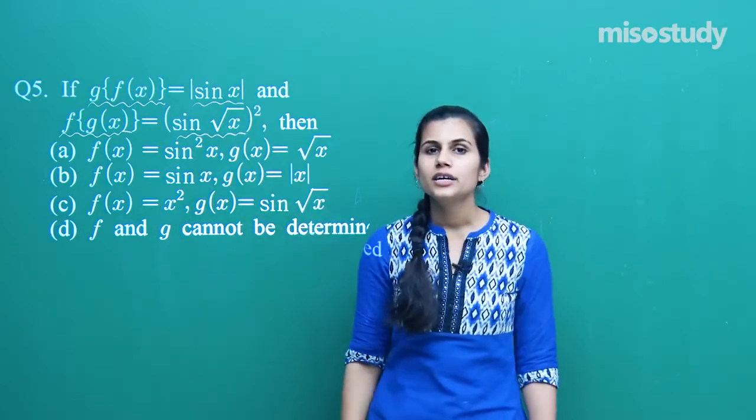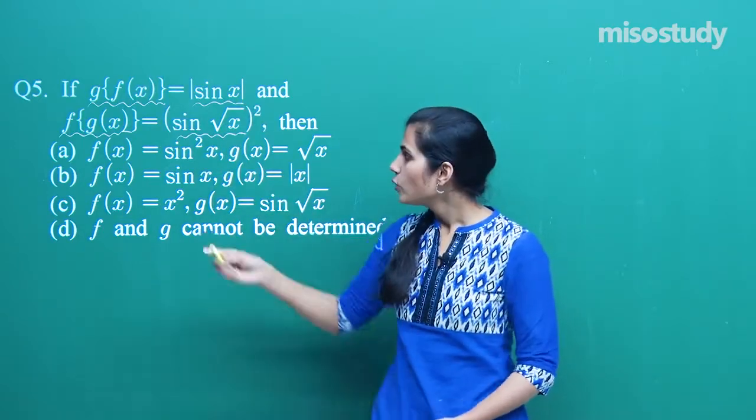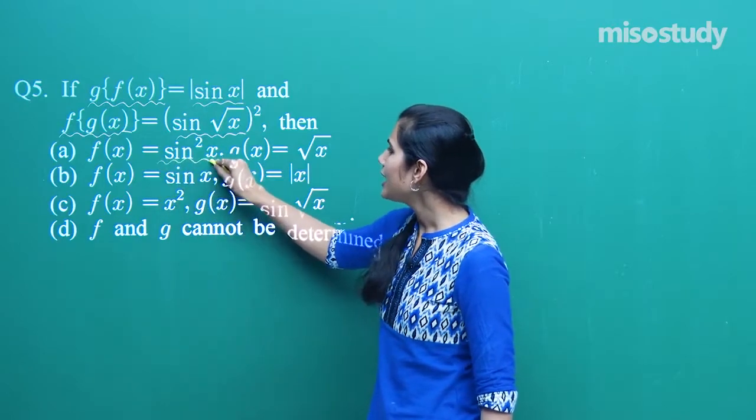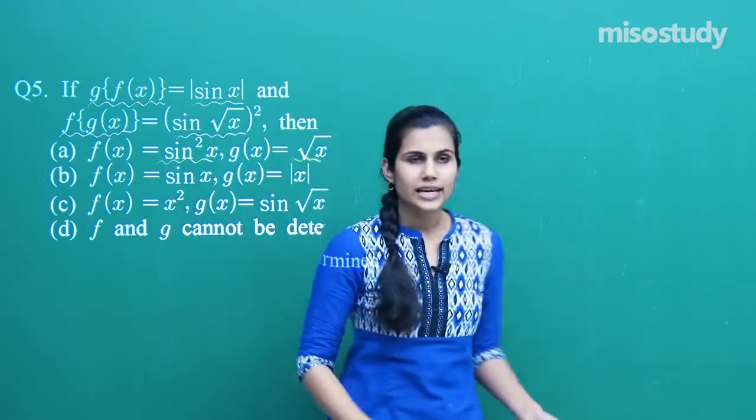Let's start with the first option A, which gives f is sin squared x and g is root x.